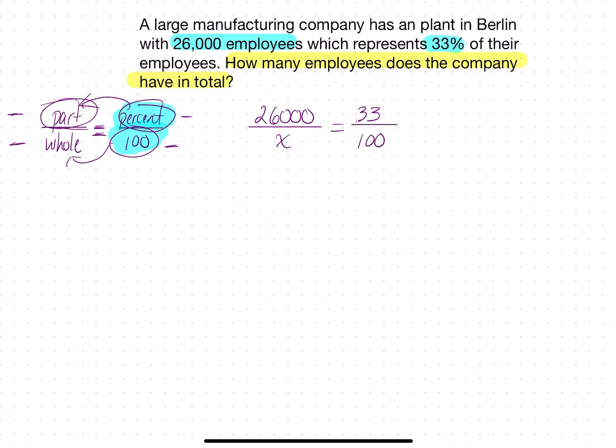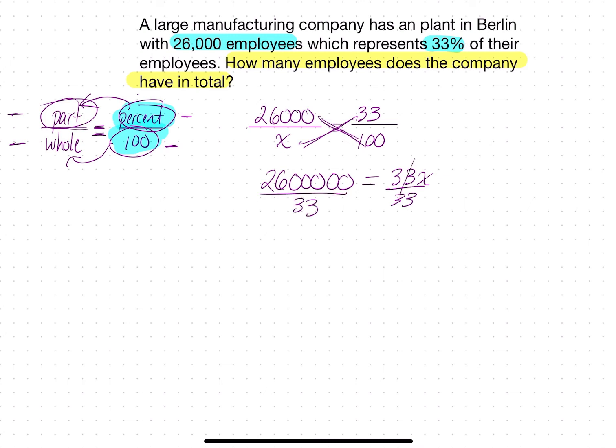And then we just use simple algebra skills. We can cross multiply these things and divide. Cross multiplying first, we take this 26,000 times 100, which is 26,000 with two zeros tacked on to the end. And then we take 33 times x, which is 33x, nothing too complicated there. And then we want to get x by itself. We want to get that unknown solved for. 33 is being multiplied to x, so we'll divide each side by 33.